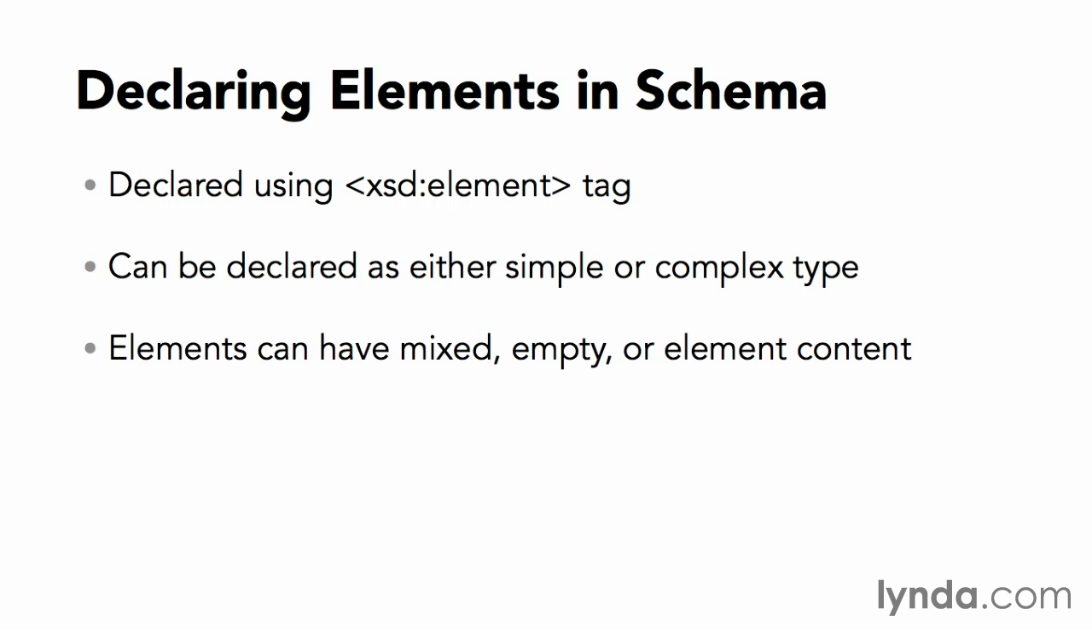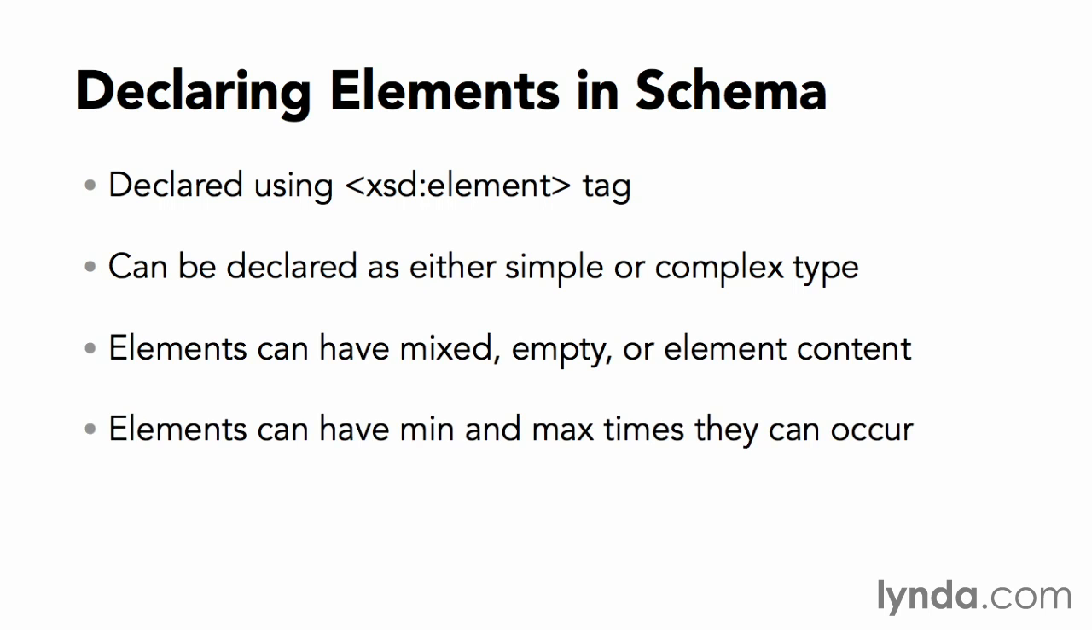Just like in DTDs, you can declare elements that have mixed, empty, or element content, and elements can be given a minimum and maximum number of times that they are allowed to occur. Now remember, you can kind of do this in a DTD file, but you can't specify an exact number of times that an element is allowed to occur very easily. You could do something in DTD like define the name of an element over and over again using commas, but that's a very inefficient way of doing it, and it's not very flexible. But schema solves that problem.